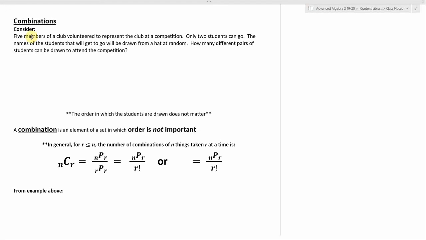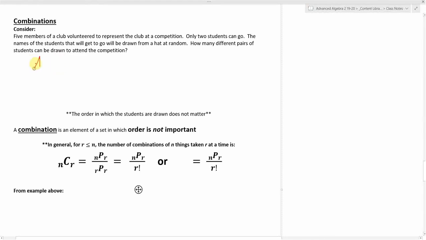So if we think about this, we've got 5 people who are trying to go, and we're only going to pick 2 of them. What we want to do is figure out how many different pairs can go. If one person gets picked first, they still get to go to the competition. Even if they had gotten picked second, that wouldn't have changed their ability to go. So it doesn't matter who's first or second. They both are going to go to the competition the same.